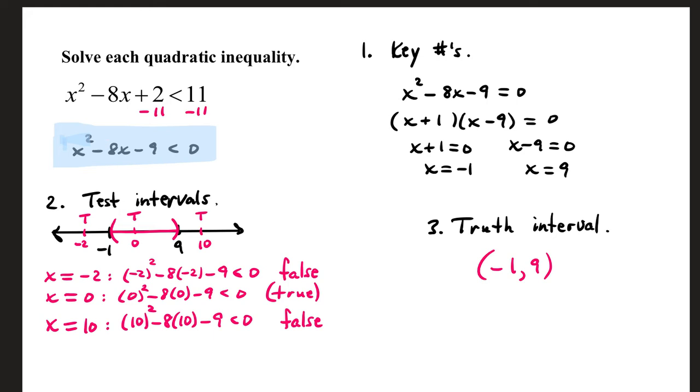Find our key numbers. X squared minus 8x minus 9 is equal to 0 when x is equal to negative 1 or positive 9. This trinomial will factor with a positive 1 and a negative 9. The sum of these two numbers is negative 8. The product of these two numbers is negative 9. Solving each factor equal to 0 gives us key numbers of negative 1 and positive 9.